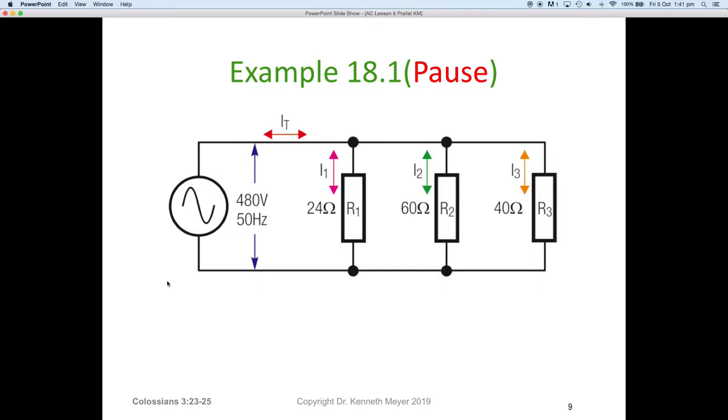So here's a little example. I want you to pause the video here. This is example 18.1 out of the textbook, and see if you can calculate I1, I2, I3, and then I total, remembering we have a 480 volt supply at 50 hertz, R1 is 24 ohms, R2 is 60 ohms, and R3 is 40 ohms. Have a pause here, and when you come back, we'll go through it, see how you went.